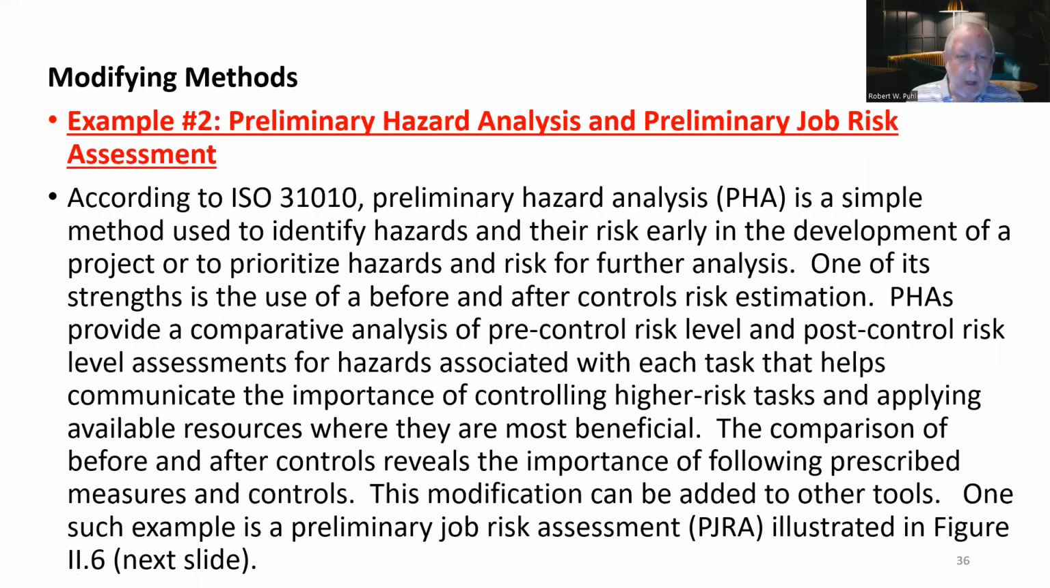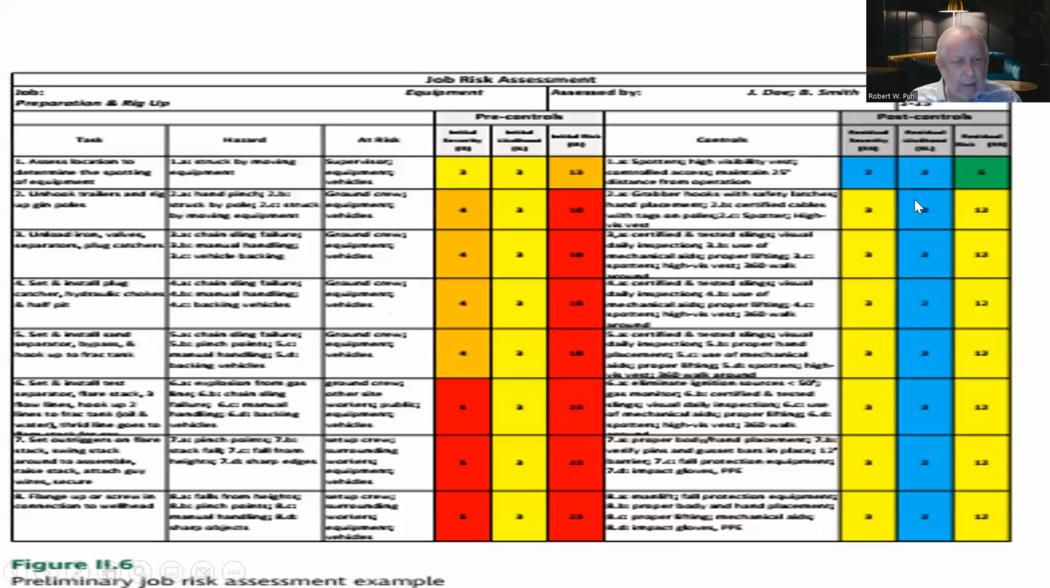One of its strengths is the use of a before and after controls risk estimation. PHAs provide a comparative analysis of pre-control risk level and post-control risk level assessments for hazards associated with each task. That helps communicate the importance of controlling high-risk tasks and applying available resources where they are most beneficial. The comparison of before and after controls reveals the importance of following prescribed measures and controls. This modification can be added to other tools. One such example is a preliminary job assessment, illustrated in figure 3.6. So what they're saying is that what we just looked at is a good way to add on to things. I don't disagree with it. Not that it matters. I didn't write the book.